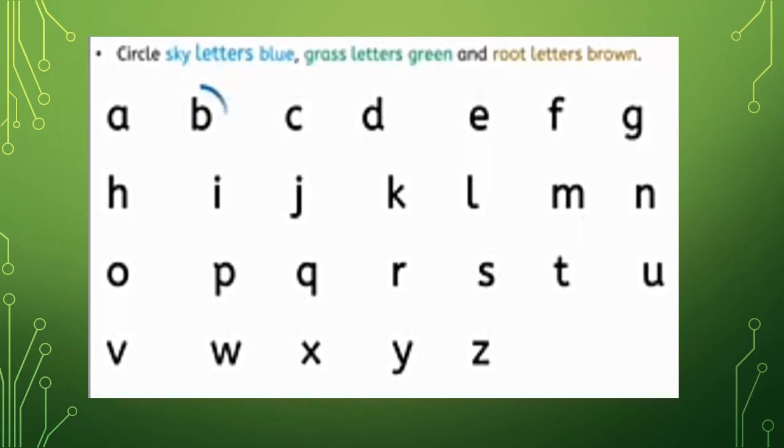Now there is a home task for you, students. The home task is that there are 26 alphabets from A to Z, and you will circle the sky letters with the blue color. As you know that grass is green, you will circle the grass letters with the green color. And roots are brown because they are under the ground, so the color of the root is brown, so you will circle the root letters with the brown color. You will do this activity in your notebooks.